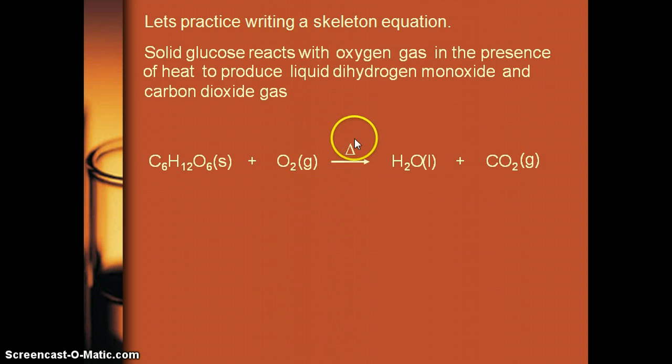The presence of heat means that we have our little delta sign. To produce is the arrow. And then we have our liquid dihydrogen monoxide, and, which is our plus sign, carbon dioxide gas. So every single word in the equation or in the problem was important and should be paid attention to. So please keep that in mind.